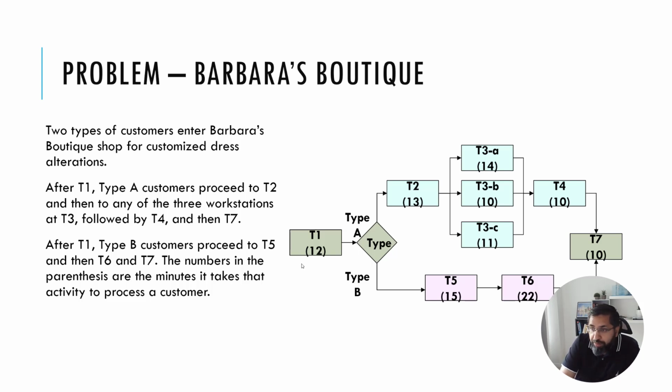If it's a type B customer, then after T1, type B customer will be routed towards the bottom path, which is in this light purple color. And so it'll go to T5, and then T6, then T7, and then be done with the system.